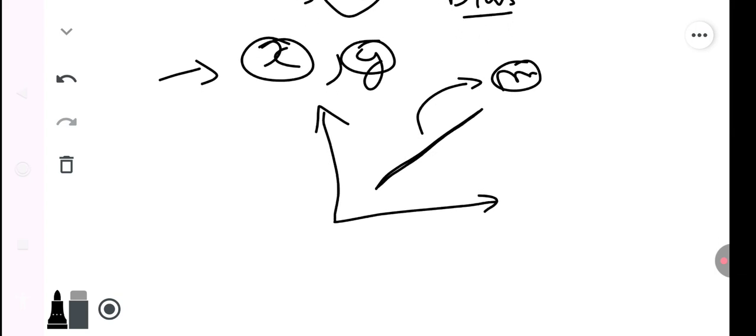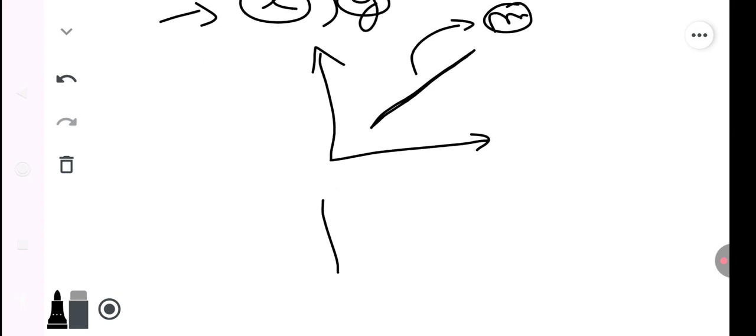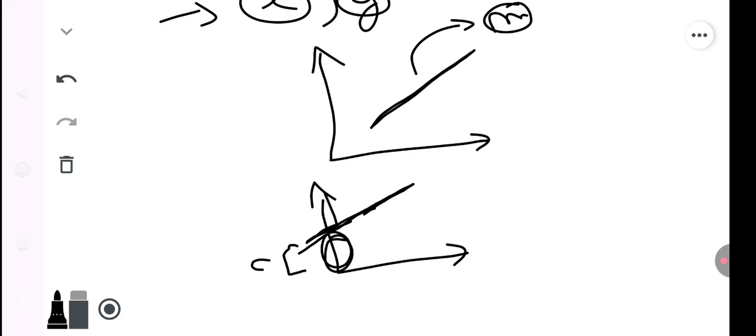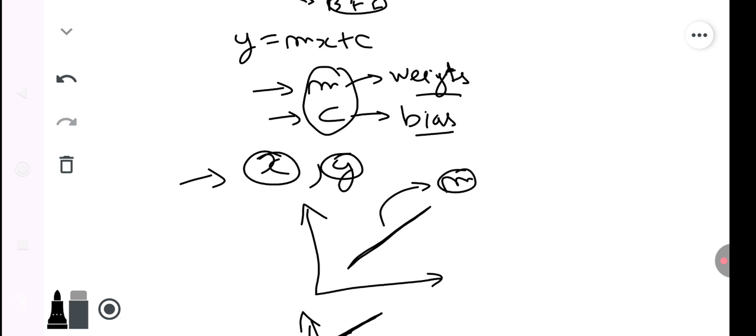And if I talk about c, c is just an intercept. So let's suppose this line is passing through here, okay? And this value is c, the height of this thing. So this value is c, okay? And what gradient descent does is that for every value of x and y, it finds the value of m and c, okay?